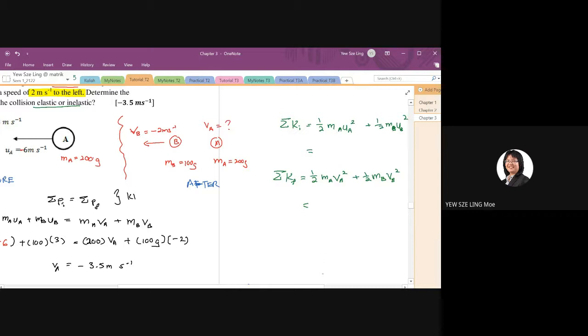You try it yourself. So I give you 5 minutes to try it. All right, I give you 5 minutes to calculate the kinetic energy. And then after 5 minutes, you post in the chat box. Tell me whether it is elastic or inelastic. Okay, try to calculate it yourself. Okay, if you don't try, you won't remember.